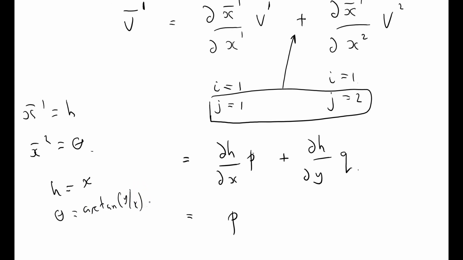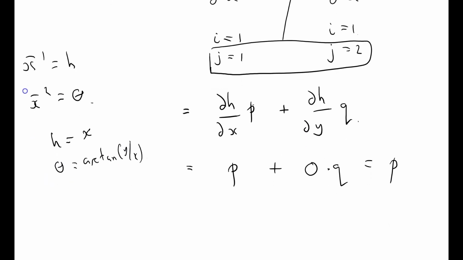So the differential of h with respect to x is just 1, so it's times 1, plus ∂h/∂y, which is 0, times q, which equals p. ∂h/∂y equals 0 because there's no y in that formula there. Okay, well there you go, that's quite nice. So that's v bar 1.